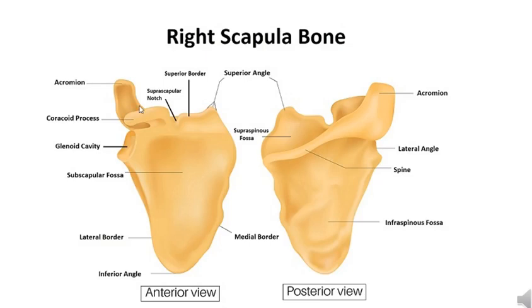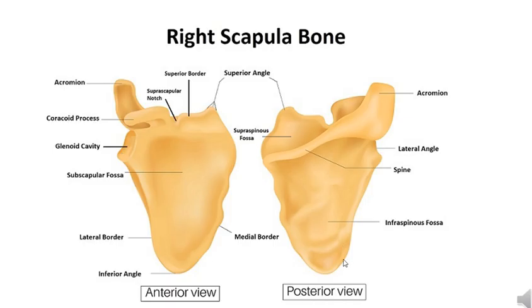Hello friends, here I am going to introduce scapula in very simple terms. You can see the anterior view and the posterior view of the scapula. In both the anterior and posterior view, which geometrical figure does the scapula represent? Yeah, of course, it's a triangle. It represents a triangle in both the views. You can make out the triangles here.